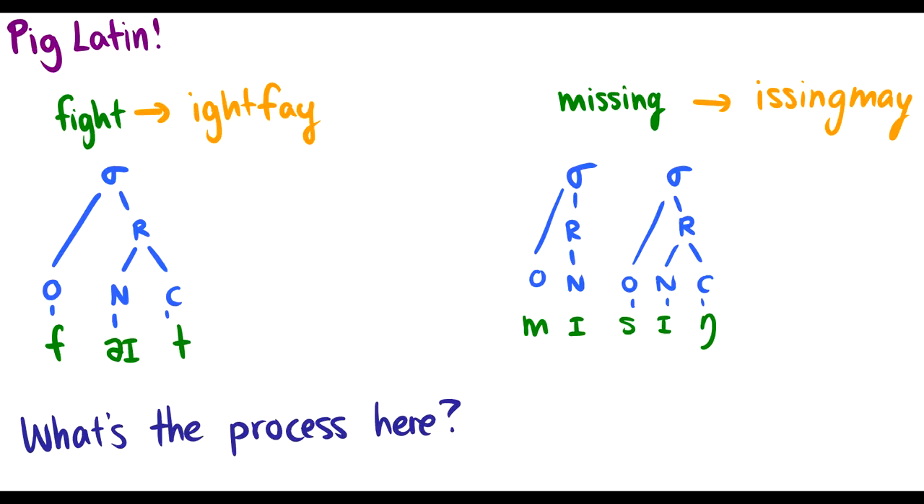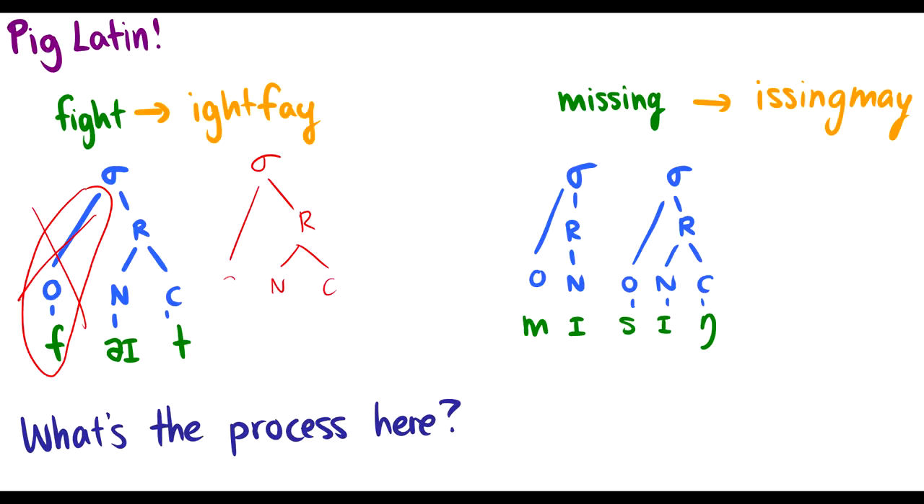Really what's happening here is, if you translate to the syllable structures, you take the onset and you get rid of it. You take the very first onset, you create a new syllable, which has a rhyme, a nucleus and a coda, and another onset. And you move the old onset to the new onset. So that F in fight becomes the F in the second syllable. Your nucleus is just A, and the coda is non-existent. So fight becomes ite-fay.